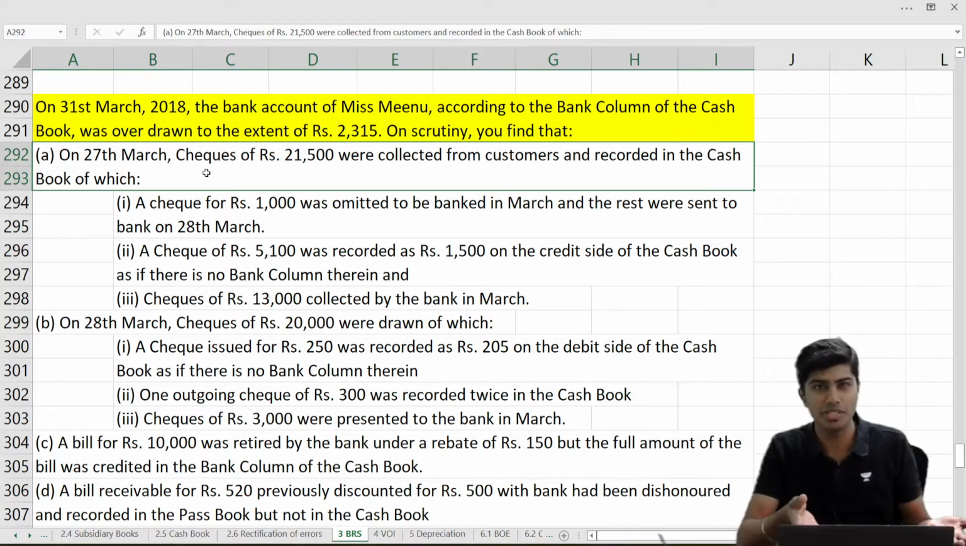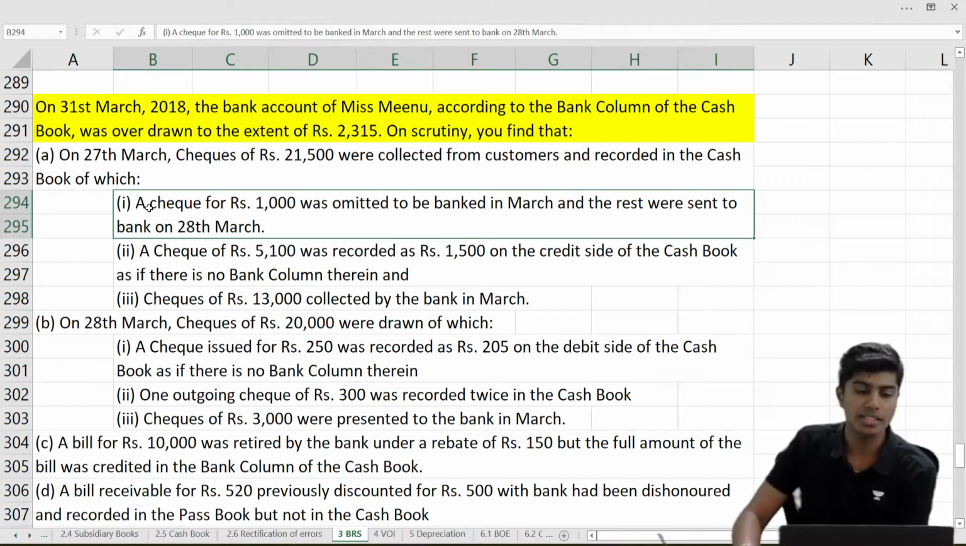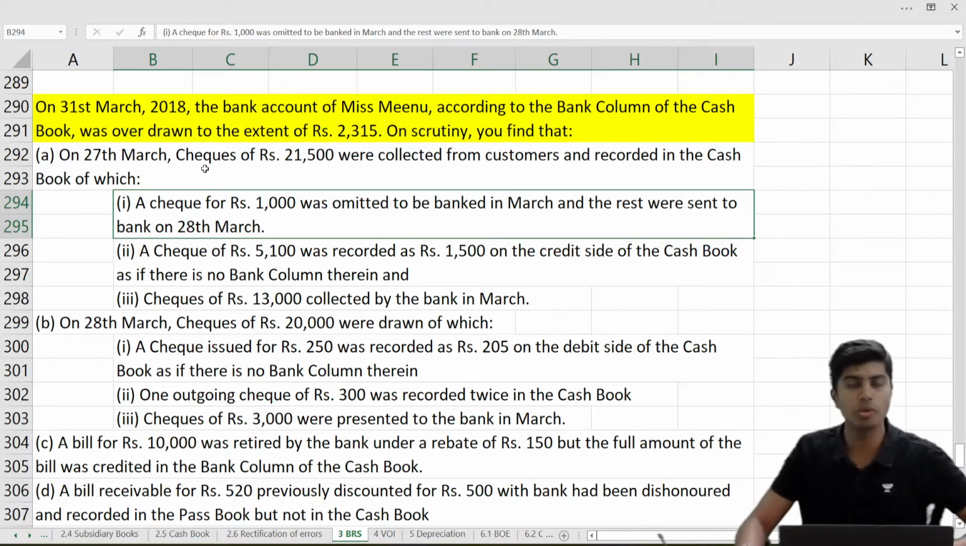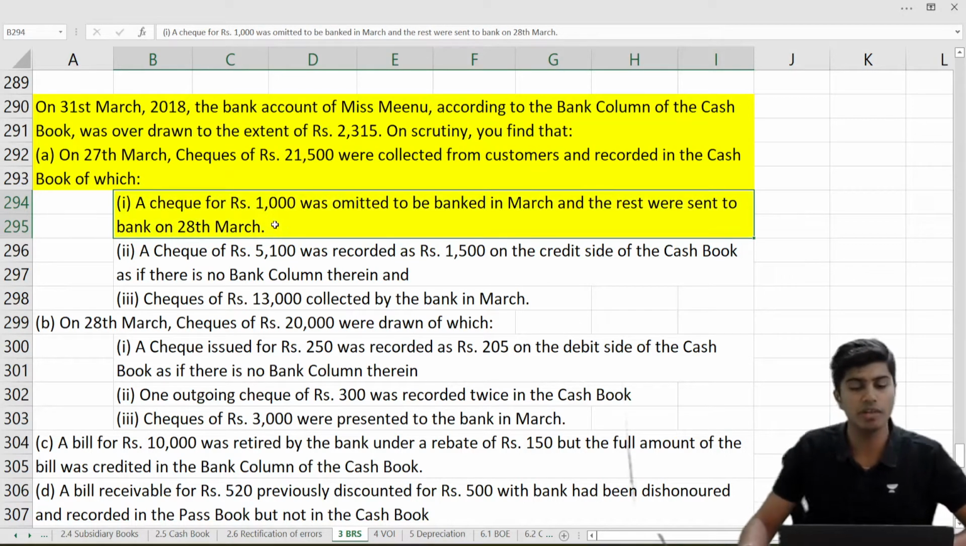There are some discrepancies arising because of this. Let us see what the discrepancies are. Number one, a cheque of rupees 1000 was omitted to be banked. What do we mean when we say omitted to be banked? When we say omitted to be banked, we mean this cheque is not deposited into the bank, and the rest were sent to the bank on 28th of March.